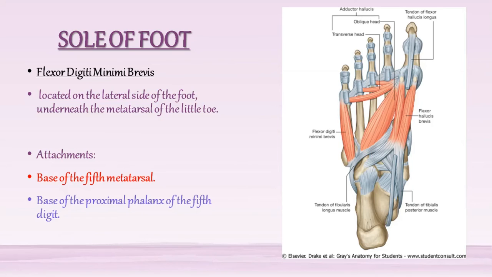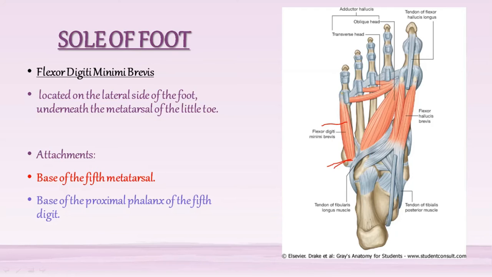The third muscle of this layer is flexor digiti minimi, which is located on the lateral side of the foot underneath the metatarsal of the little toe. It arises from the base of the fifth metatarsal. This middle one muscle arises from the base of the second, third and fourth metatarsal. Clear?